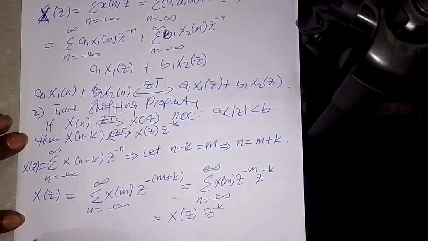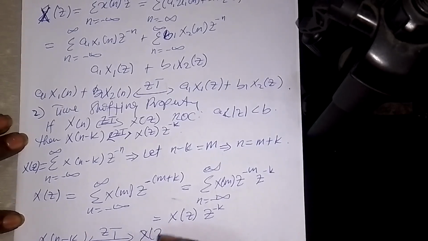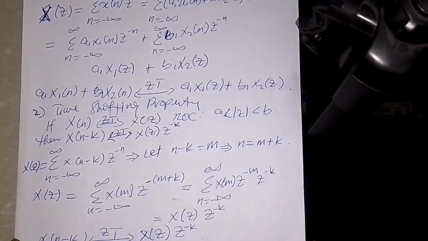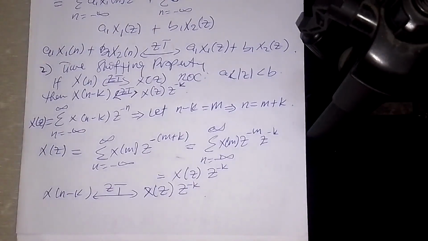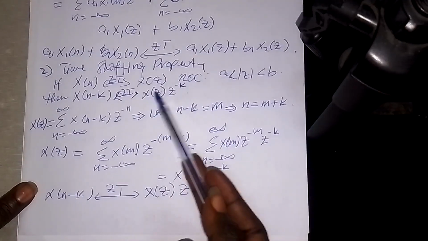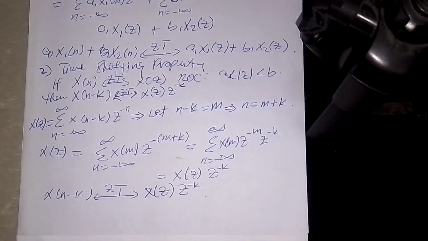So now I can say that if I have x of n minus k and I pass it through a z transform, I'm supposed to get X of z into z to the power minus k. Right? Into z to the power minus k. Okay, so that is what I will get over there. So now you can see that this is proving, because it's the same thing that we set out to work out. So it's proving.